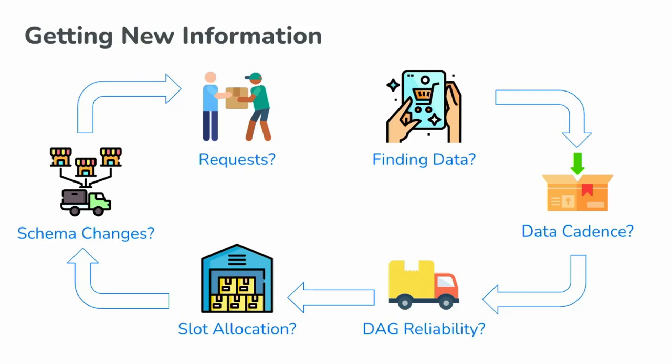The same thing can happen, or similar things can happen when it comes to data. Maybe finding data is really hard. Maybe we don't have a correct catalog of data. The data cadence is not adequate to the questions that are being asked. Maybe DAG reliability and slot allocation are generating delays in some use cases, and all of these ends up with the requests by the end users being delayed, which is the main issue that we're trying to address here.